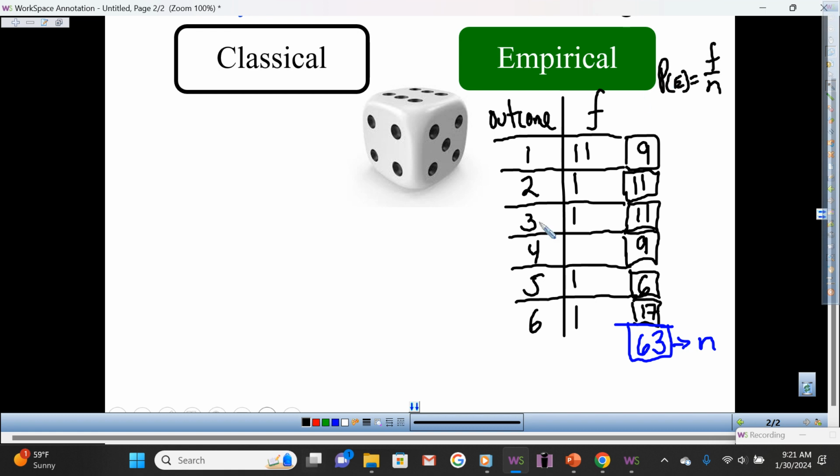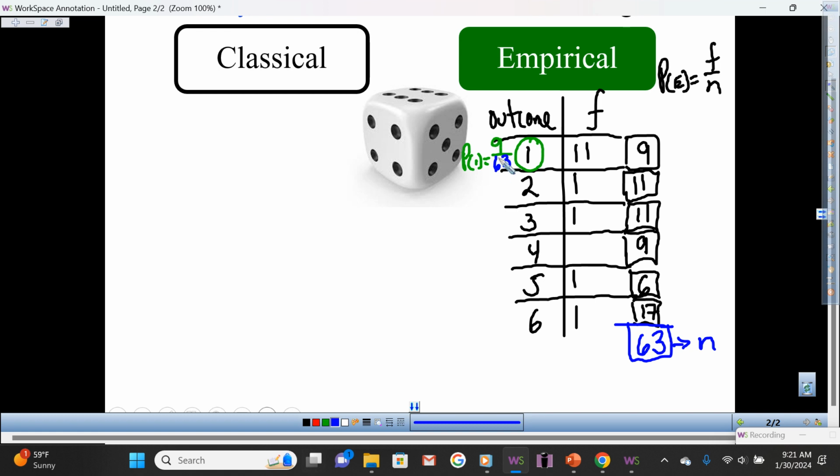So I'm going to start with number 1. Look up, please. There it goes. I'm looking at outcome 1. So I'm going to write P of 1 equals, what was the frequency for 1? 9 over, what was the N? 63. That is my total probability for 1.